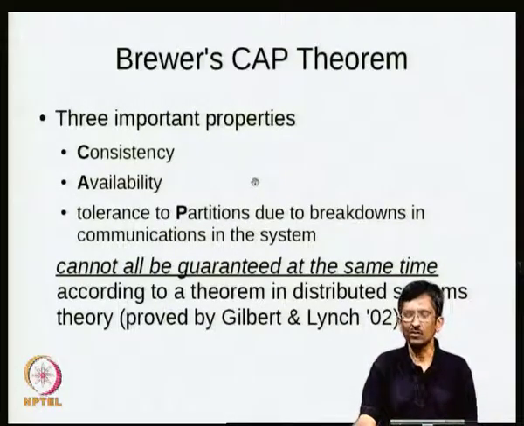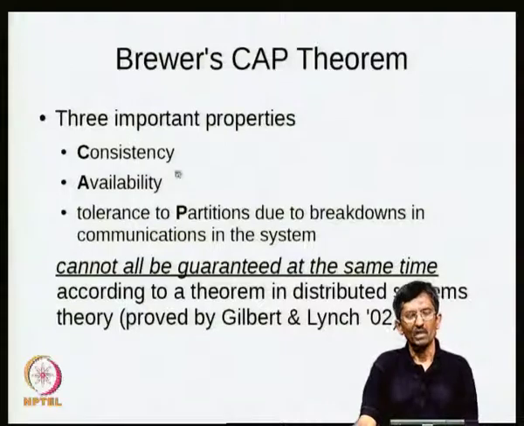Basically, if it is a distributed system, I want the nice situation where, in spite of failures in the system, partitions, I am still able to do useful work. That is tolerance to partitions. Now, Brewer's CAP theorem has shown that not all three can be satisfied at the same time. I can have 2 out of 3: consistency and availability without the third property, or one of the other pairs without the remaining property. So this cannot be guaranteed.